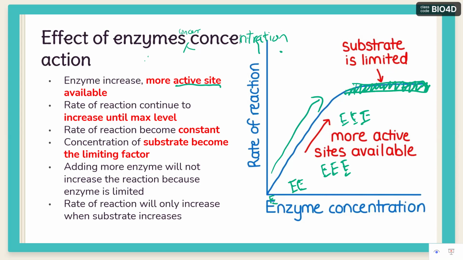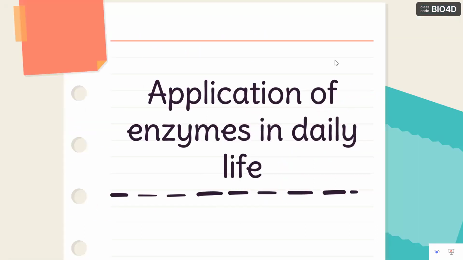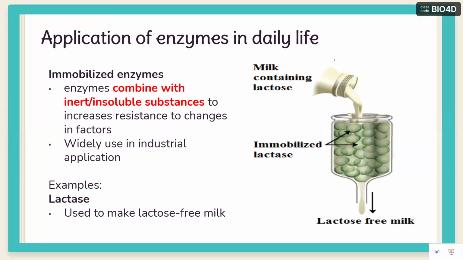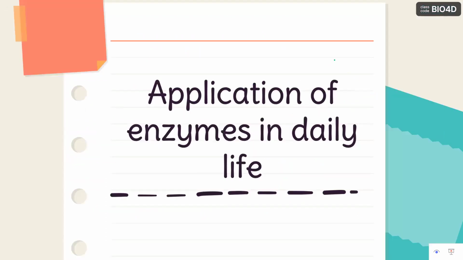If there's no substrate, there will be no more rate of reaction, so it stops there. If you don't add substrate, you cannot increase further. Okay, so done with that one. Remember the factors: we have temperature, pH, substrate concentration, and also enzyme concentration. Now last one, this one very quick. What are the applications of enzymes in our daily life?